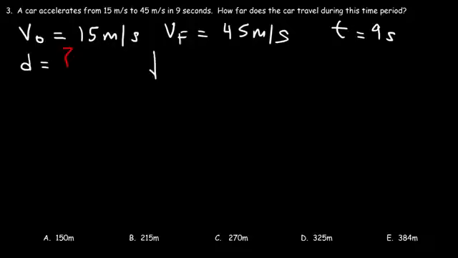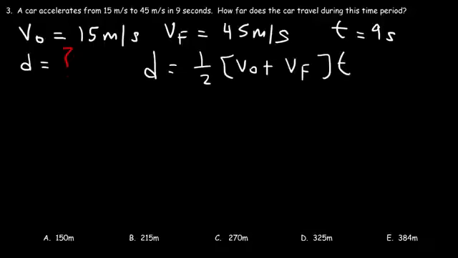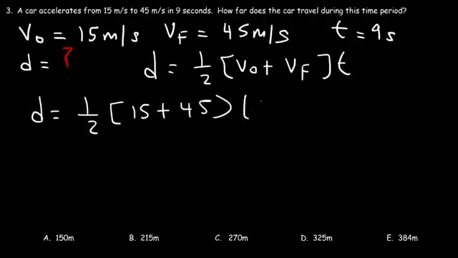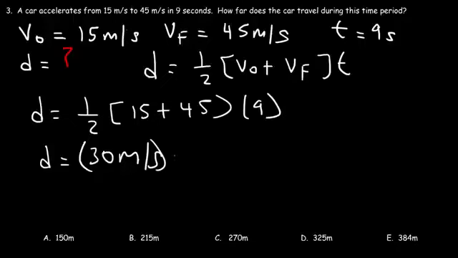The equation that we need that has all of these variables is this one. It's 1/2 (v initial plus v final) multiplied by t. So you can only use this equation if the car is moving with constant acceleration. It can't be moving with constant speed. So it's going to be 1/2 the initial speed plus the final speed multiplied by the time. 15 plus 45 is 60, and 60 divided by 2 gives us an average speed of 30 meters per second. 30 is the average between 15 and 45.